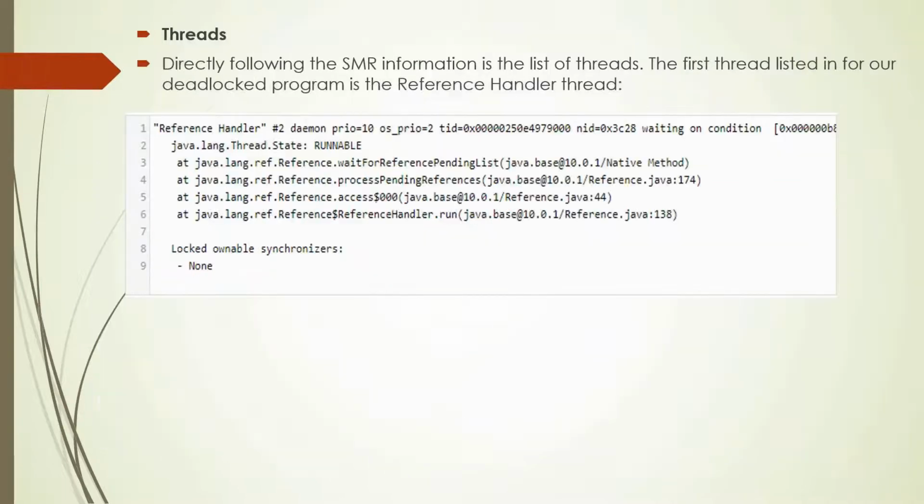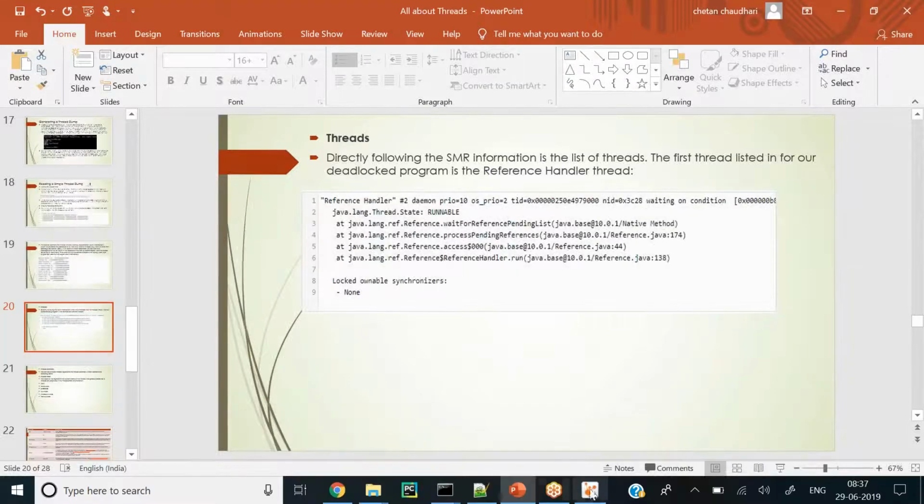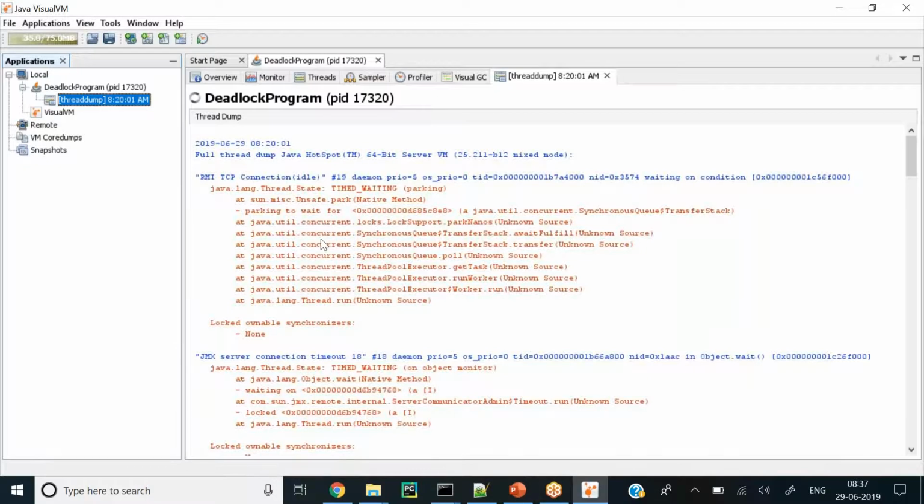Then comes the next part, which is your actual threads. After this SMR information, you should see the reference handler and this kind of threads. These are the threads for the application. You can see in our thread dump also, the first thread that is detected over there is the deadlock thread.